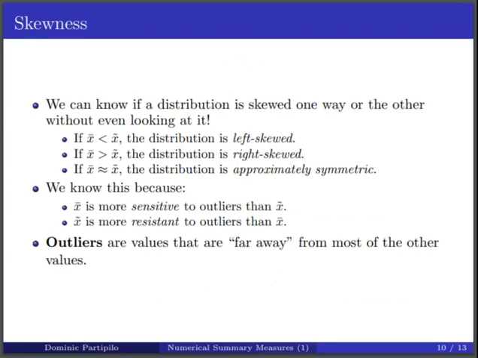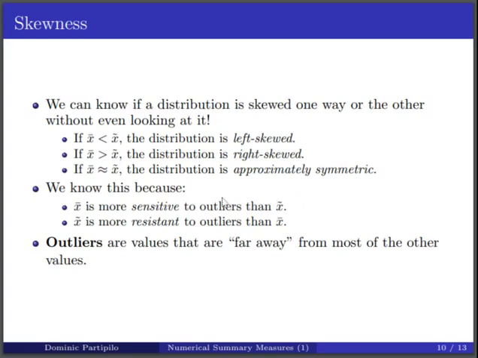But one of the nice things about skewness when it comes to mean and median is that we can know if a distribution is skewed one way or the other without even having to look at it. So if the sample mean is less than the sample median, then the distribution is going to be left skewed. Conversely, if the sample mean is greater than the sample median, then the distribution is going to be right skewed. And if the sample mean is approximately equal to the sample median, then the distribution is going to be approximately symmetric.